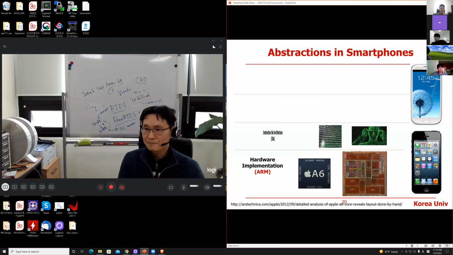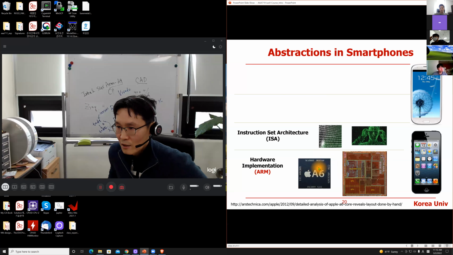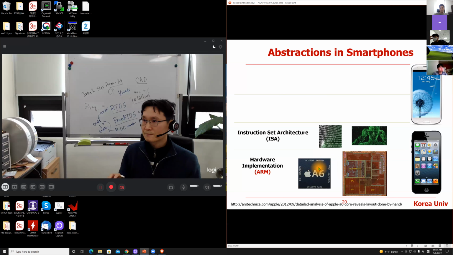Nevertheless, you can manipulate and fully control this device once you understand the instructions or machine code that the device is providing. Inside the application processor, there are ARM CPUs, 4 ARM CPUs or 8 ARM CPUs. Once you understand this, then you can fully control it.